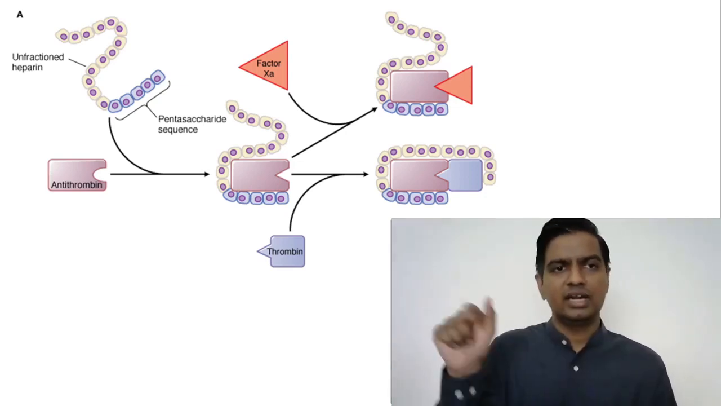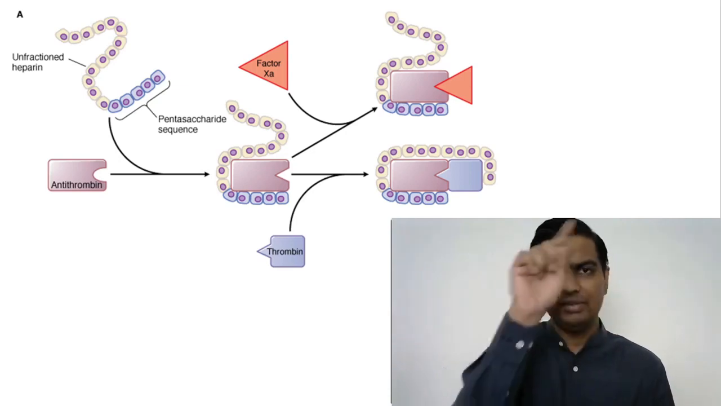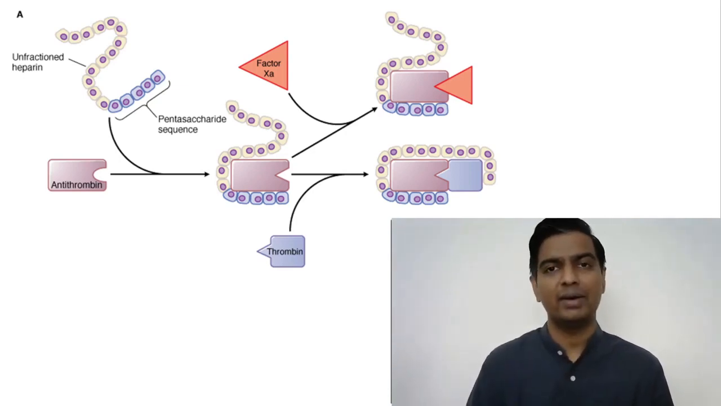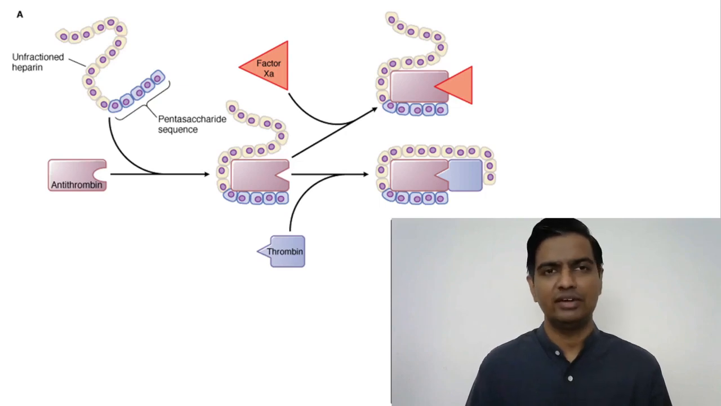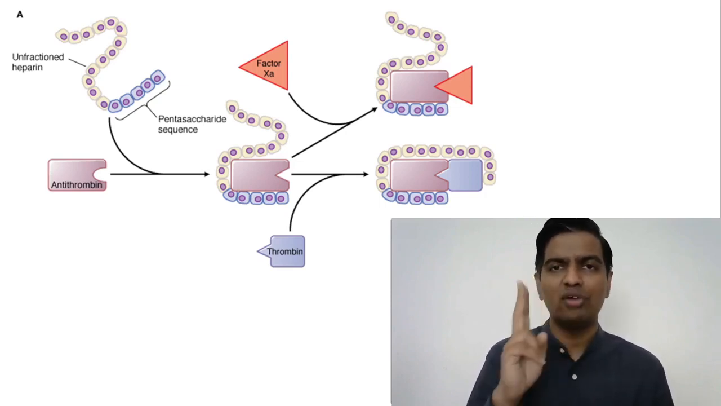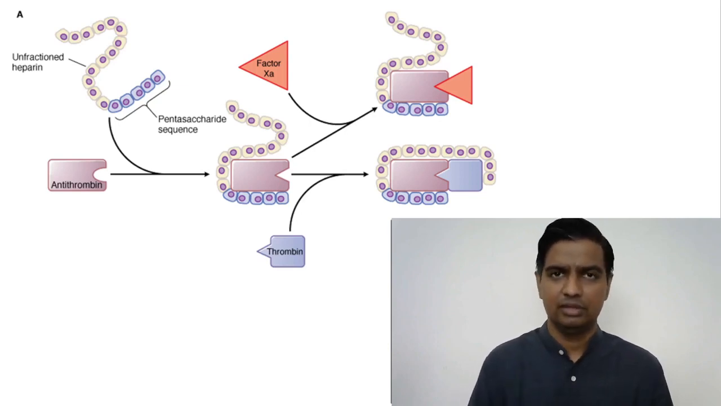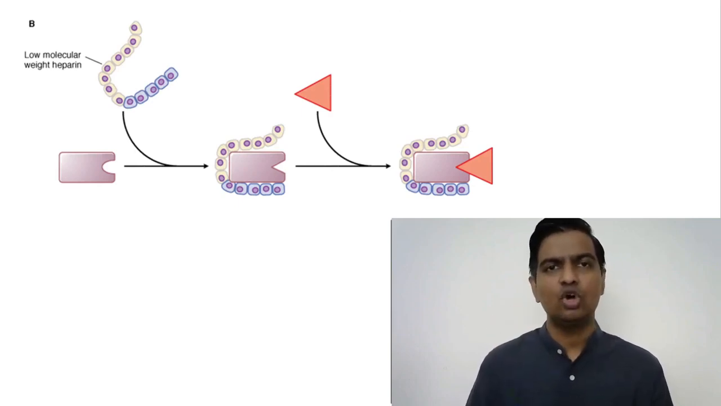The remaining part, the pentasaccharide sequence plus the remaining part of heparin, is only a scaffold. The scaffold is not important for breaking factor 10A. It is important for breaking all the other clotting factors, which means the scaffold is really not important. You can chop off these scaffold units, and as you chop them off, you get smaller and smaller fractions of heparin. We call them low molecular weight heparin.